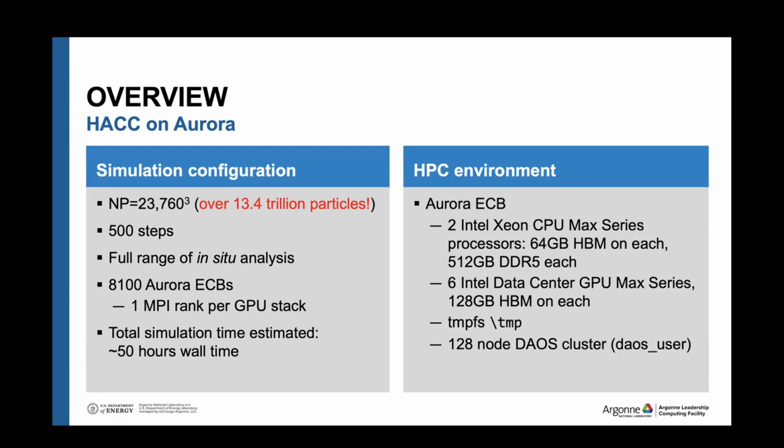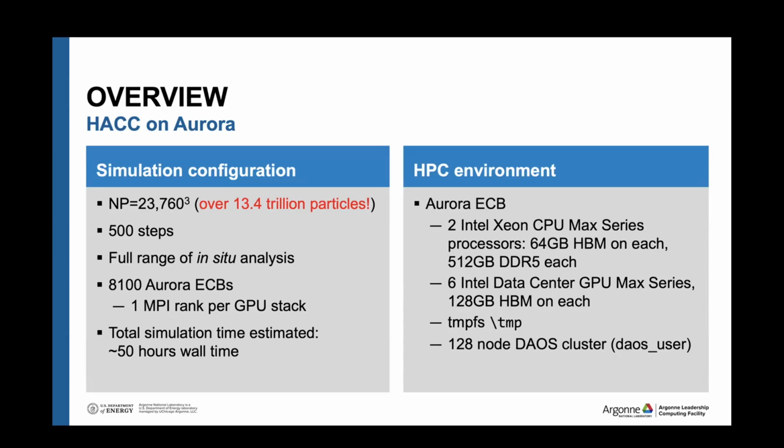As you have seen throughout this workshop, Aurora has 6 PVC GPUs per compute node. Each of them can be individually accessed per stack. So effectively, you see 12 devices. We estimate that this entire simulation will take about 50 hours of wall time using all of the 8,100 nodes.